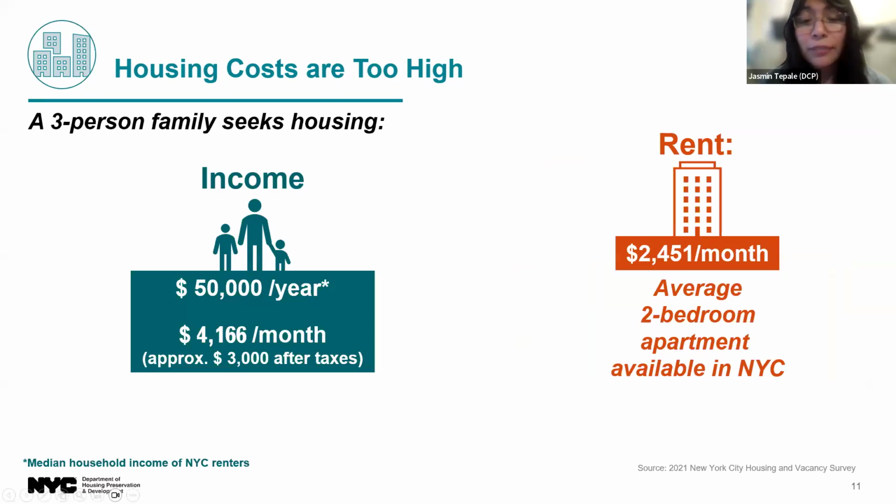This is something I hear really frequently when I talk to the community in Jamaica, that what people make isn't matching up to the average private rental. So this example on the screen shows a family of three where they make about 50,000 a year, so it's around maybe 3,000 after taxes. But then on average, a two-bedroom apartment in New York City is around 2,451. Next slide.